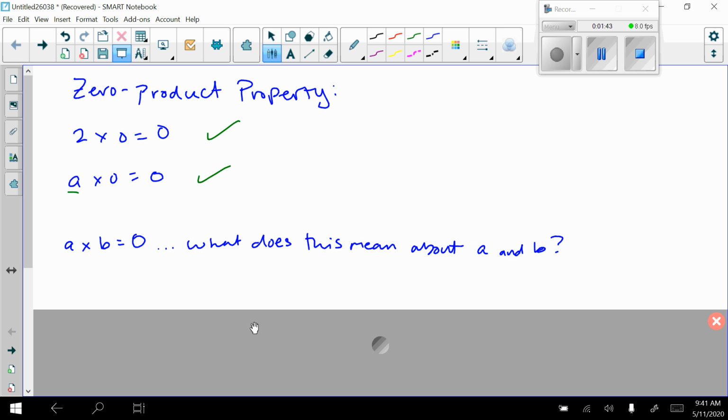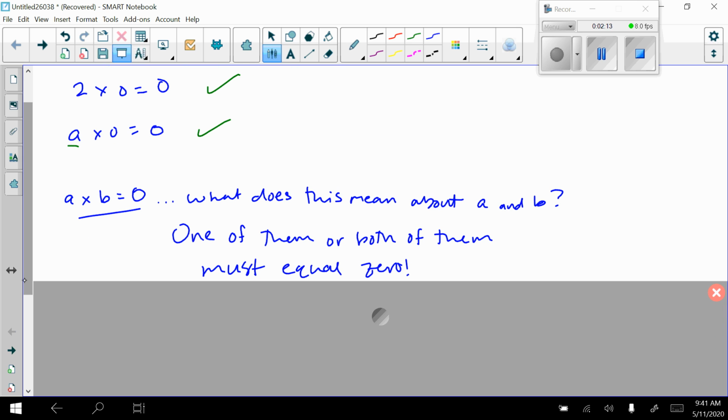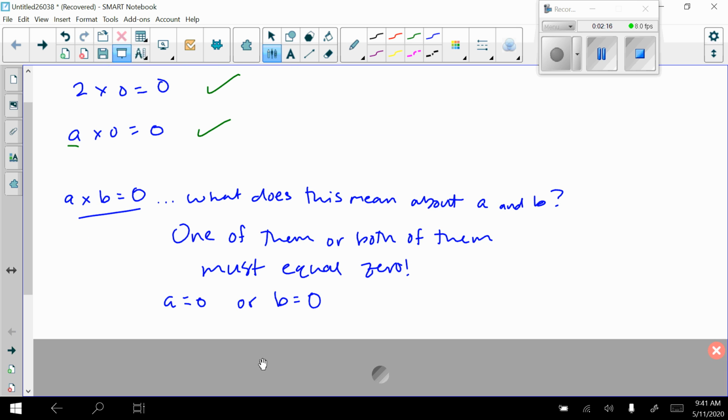Well, if you think about it for a second, since these two things being multiplied together equals 0, one of them or both of them must equal 0. In order for A times B equals 0 to be true, either A or B must be 0. Both of them could be, one of them could be. A equals 0 or B equals 0.